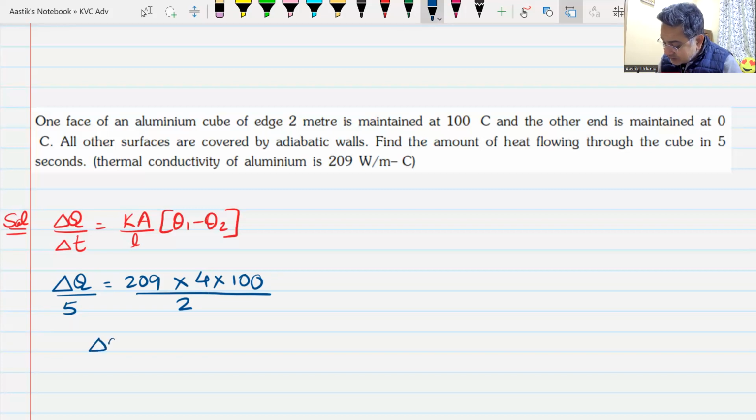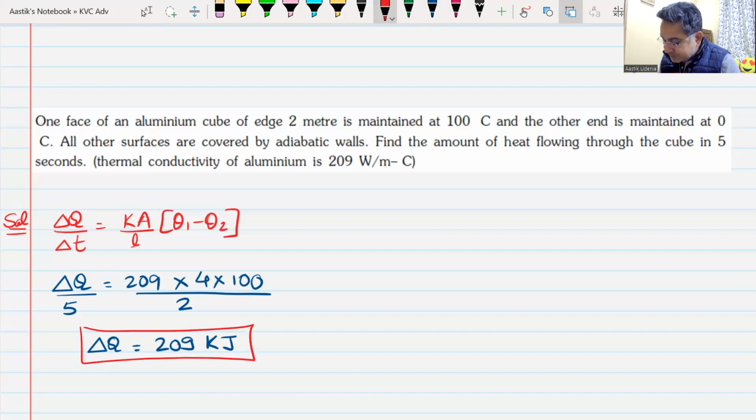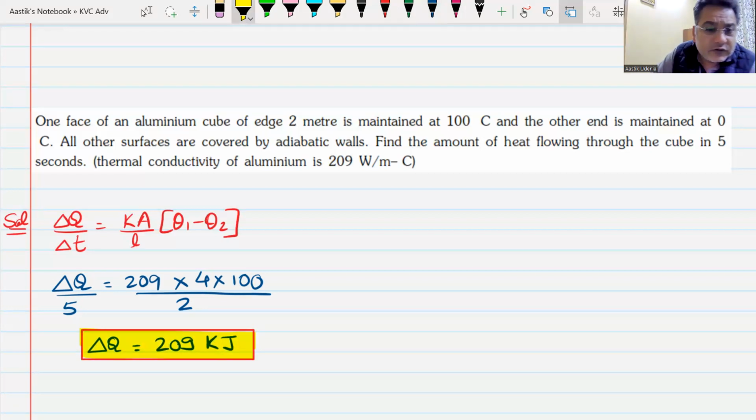Delta Q, the answer given to me is how much? 209 kilojoules. And that is the answer that I was looking for. Did any one of you get this? Yes. Okay. If you got this, then I'll have to move on to the next question.